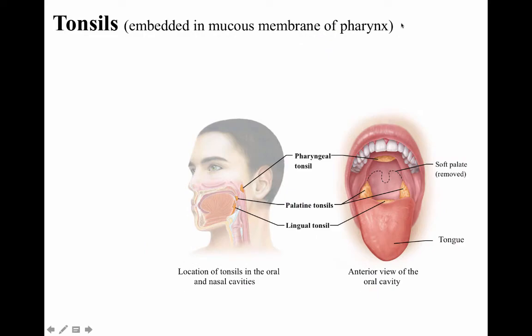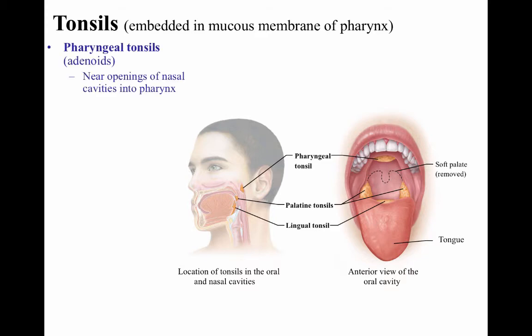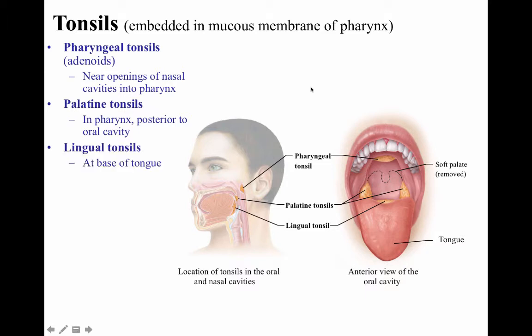Tonsils are embedded in the mucous membrane of the pharynx, and we have pharyngeal tonsils, also referred to as the adenoids. These are near the openings of the nasal cavities into the pharynx, and palatine tonsils are in the pharynx posterior to the oral cavity. So we can see those palatine tonsils here in the pharynx. The lingual tonsils are at the base of the tongue, what you would consider to be the beginning of your throat, right before we get to the epiglottis, covering the trachea. The tubal tonsils are near the openings of the eustachian tubes into the pharynx.